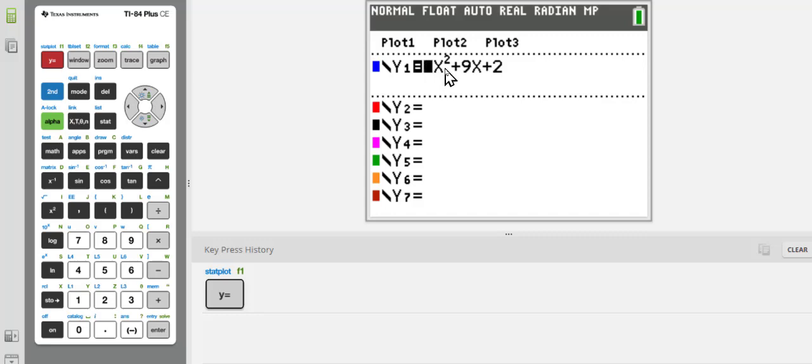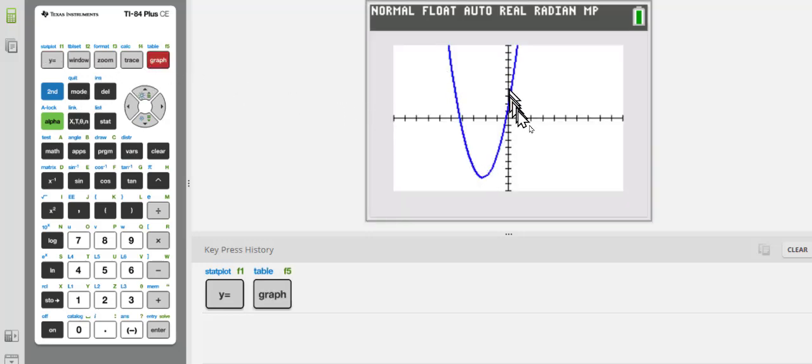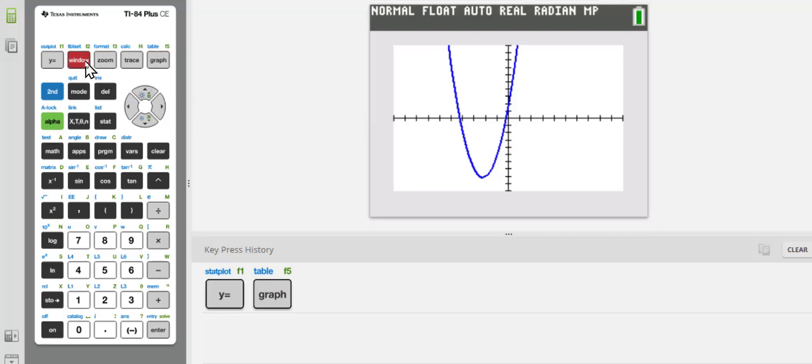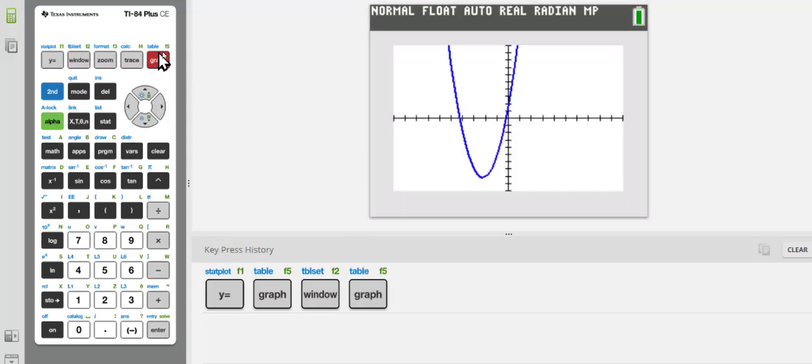Or find some YouTube videos too if that's helpful. So we put the y equals in. I'm going to go ahead and graph this. This is our parabola. We're in the standard window here, I think. Let me look here. Yep, negative 10 to 10, negative 10 to 10 on our x min and x max, y min and y max.